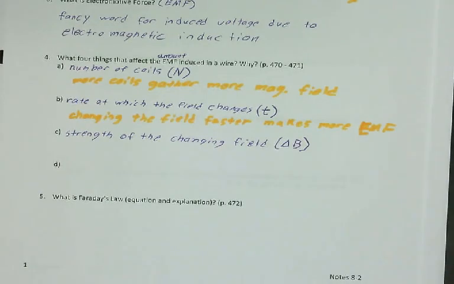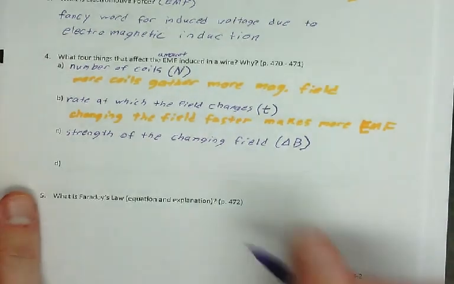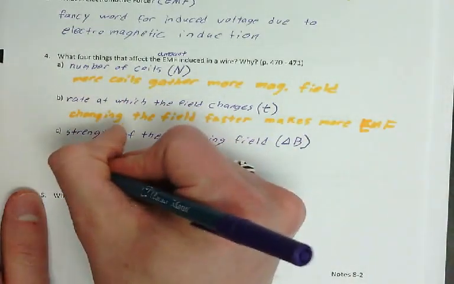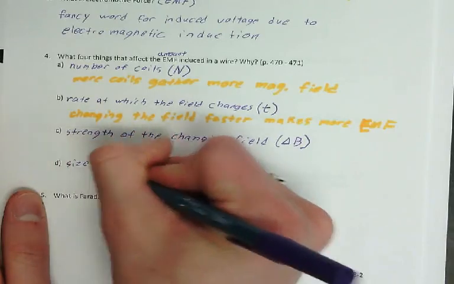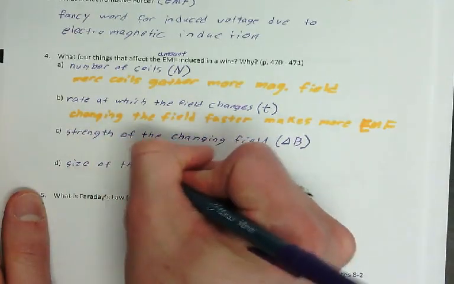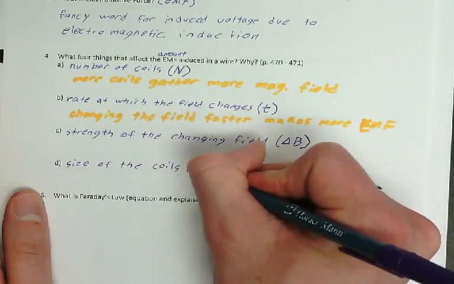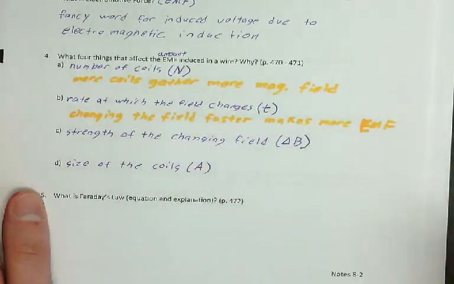Is it like the thickness of it? The size. So like how thick they are, what shape they are, how big they are. The size of the coils is the third thing. The third thing. Good job, me counting. Fourth thing. The size of the coils. And that is A for area.